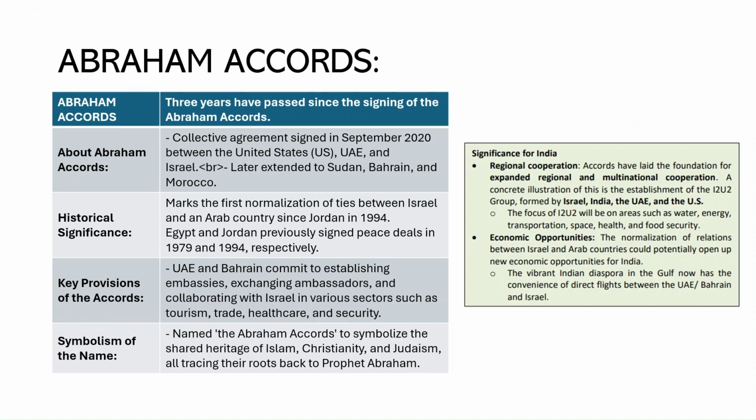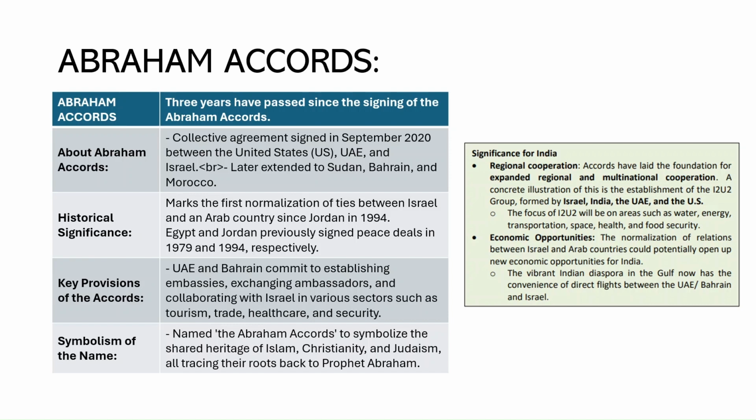Next is the Abraham Accords. 3 years have passed since its signing, and it continues to make headlines. So let's explore why, what, and the impact of this collective agreement. So the Abraham Accord was signed in September 2020 as a collective agreement between United States, UAE, and Israel.